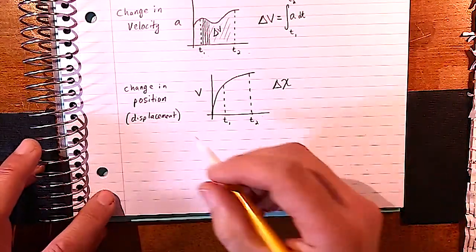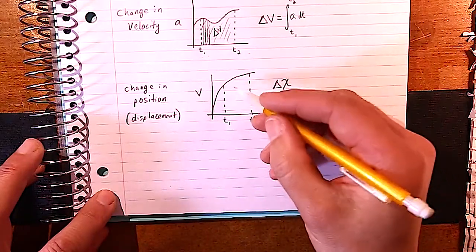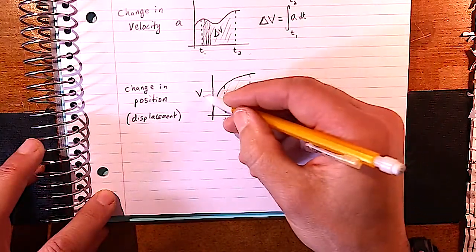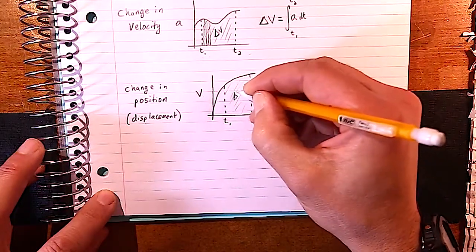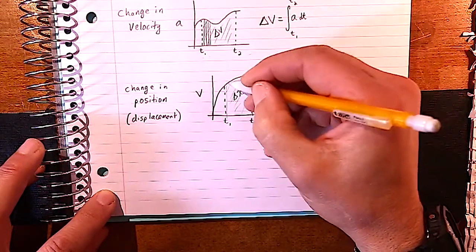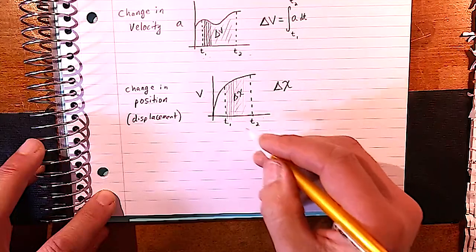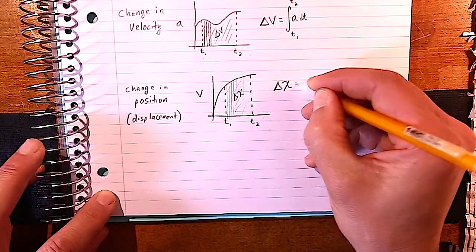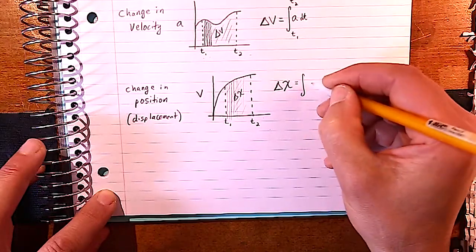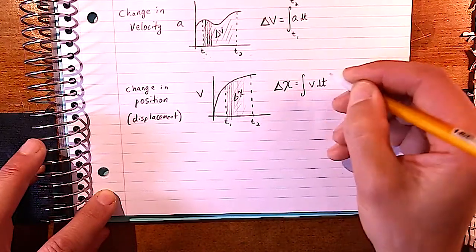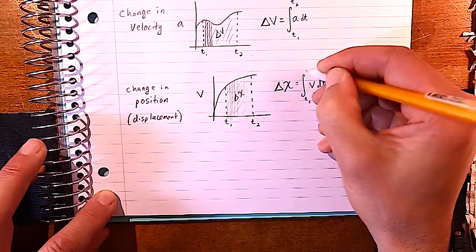Now, the same thing is happening when we do change in position. Change in position is going to be the area under a velocity time graph. So this is going to be our delta x. Again, we sum up all the dt's, all these little tiny derivatives of time, and that's going to be equal to the integral of velocity with respect to time, from t1 to t2. So the integral of acceleration can find us the change in velocity for a function in which it's changing.